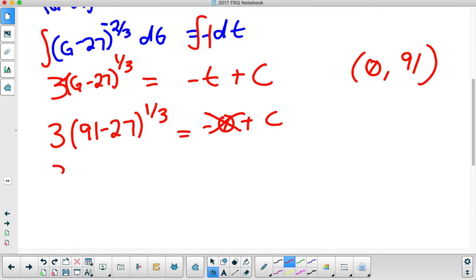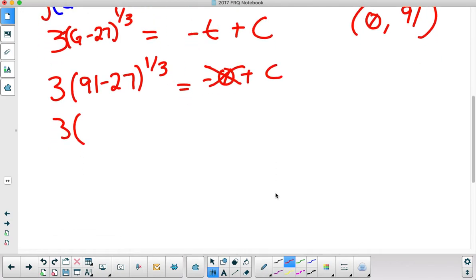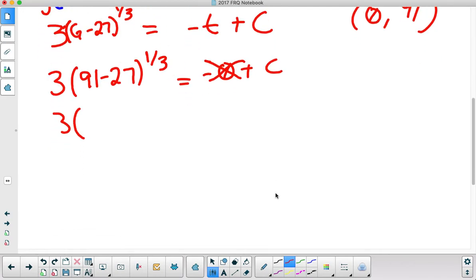Left-hand side, I've got a 3. Again, like I said, there are a lot of steps in here, but it's just a lot of algebra work. Once we get down to here, you just got to make sure you're careful with each of your steps. Don't miss out on the little things in here, because they will trip you up and you'll miss out on these points. So 91 minus 27, we get 64, to the 1/3 equals C.